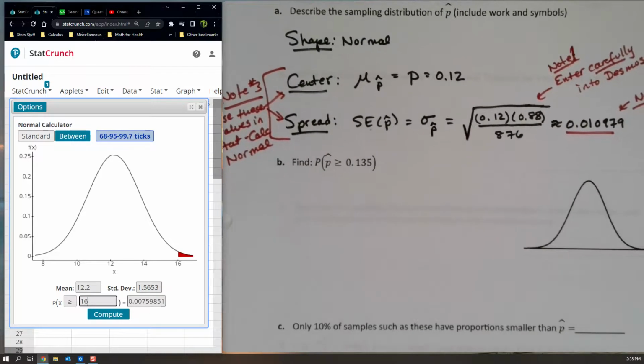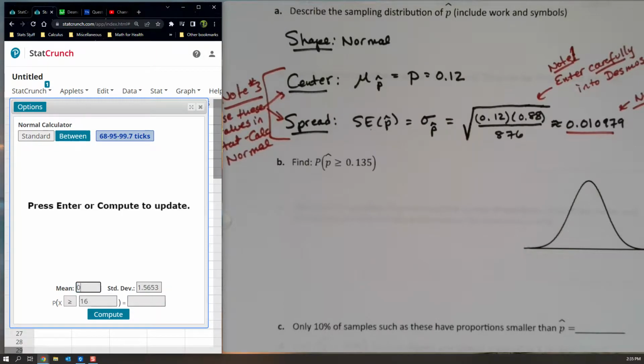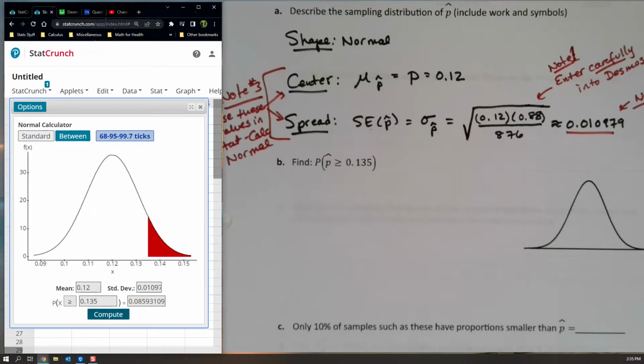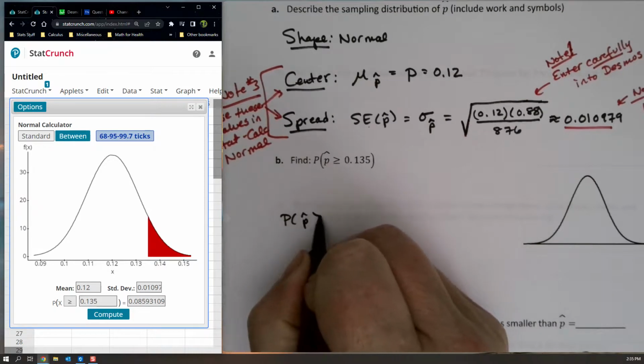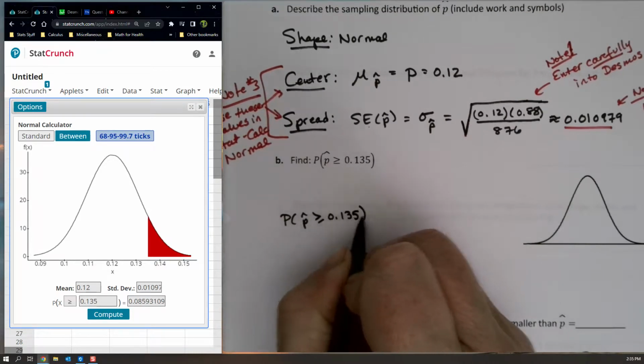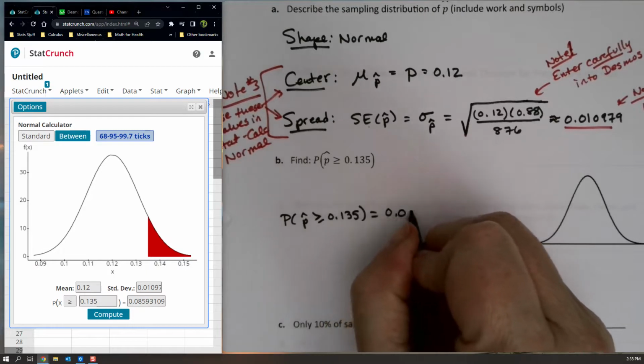Okay, so in the mean position, we're going to enter the old mu, which was 0.12, right? That's p, that's our mu. And we're going to enter the standard error of the p hat, which is 0.010979. That's the one in particular you need a lot of decimal places for. And then I want it to be a greater than or equal to, and I want 0.135. Enter. And there we have it. So let me write that down. So the probability that p hat is greater than 0.135 equals 0.0859.